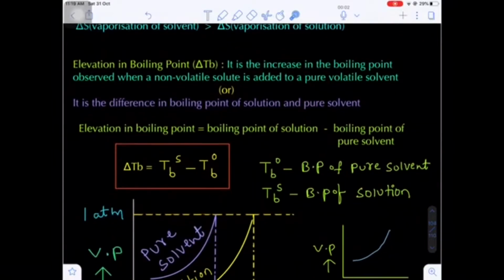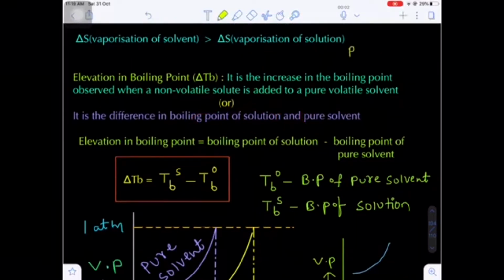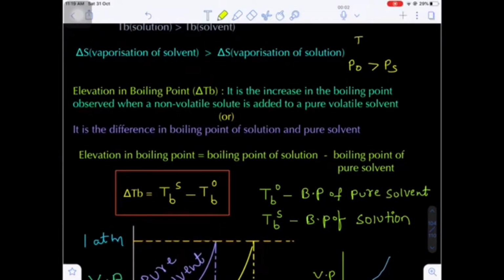Okay. Now what is the definition of elevation in the boiling point? It is the difference in the boiling point of a solution and a pure solvent. The boiling point of a solution minus the boiling point of a pure solvent, because already I told you the vapor pressure of a pure solvent is always greater than the vapor pressure of a solution, but vapor pressure and boiling point are inversely proportional. That's why the boiling point of a pure solvent, T naught, will be less than the boiling point of a solution. Are you getting my point?